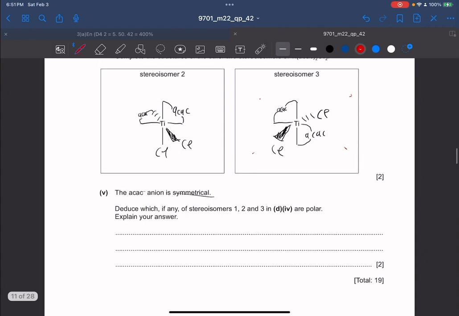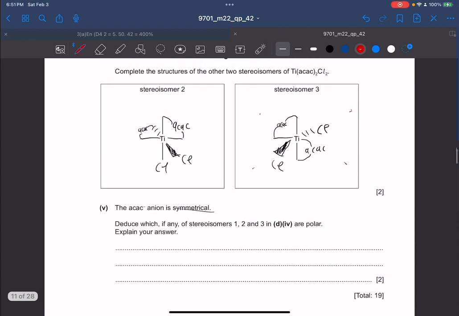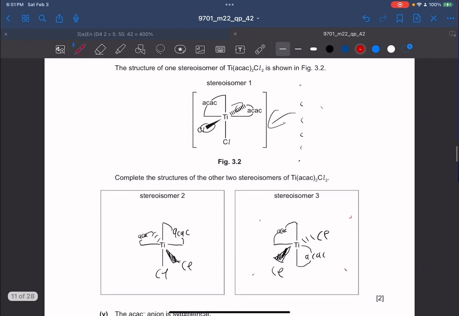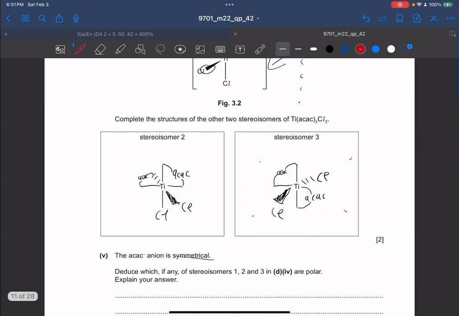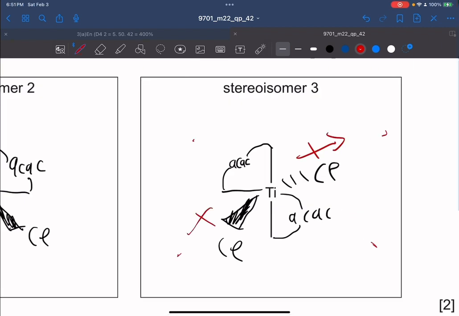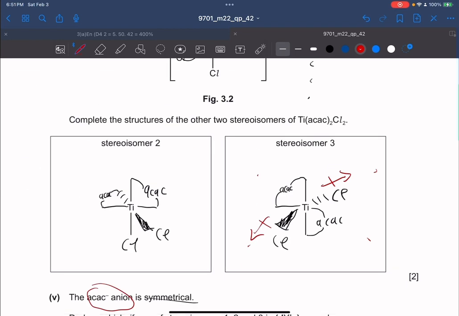Deduce which, if any, are... so actually, I think it's better if we just draw where the charges would be going. So this is an anion, so most likely it's going to be electron withdrawing, but I wouldn't be too sure about that, so we're just going to do it in terms of Cl. So it's going to withdraw.